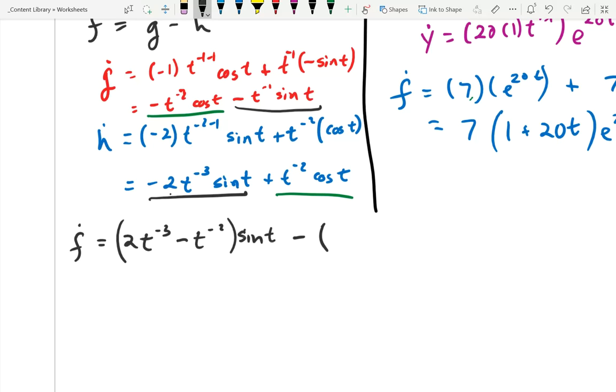Two and one. Oh yeah, they wouldn't subtract the cosines. Where are they? Yeah, they would have. 2.